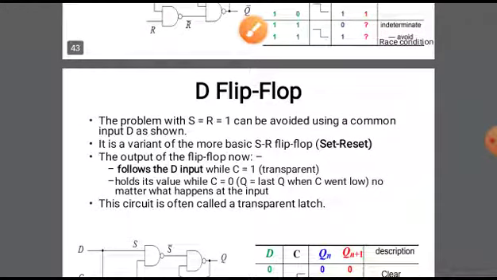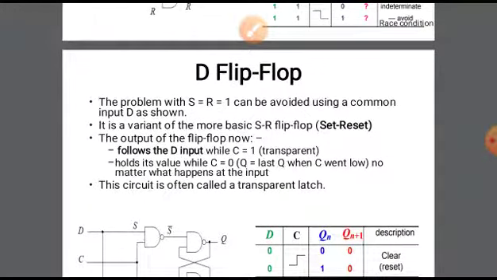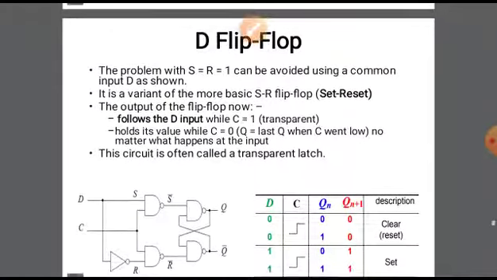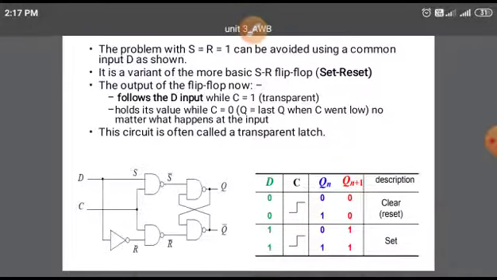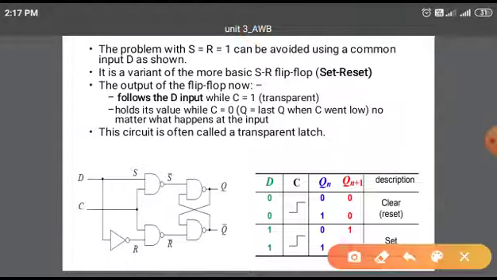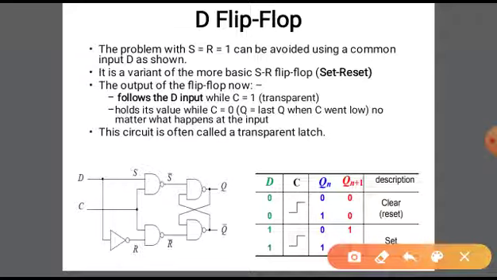Now the D flip-flop, the next one, the data flip-flop. How do we explain the data flip-flop? First of all, try to understand how to make the D flip-flop. You take the SR flip-flop as it is, but now you take one NOT gate, which is connected externally between the source and the set and reset inputs.